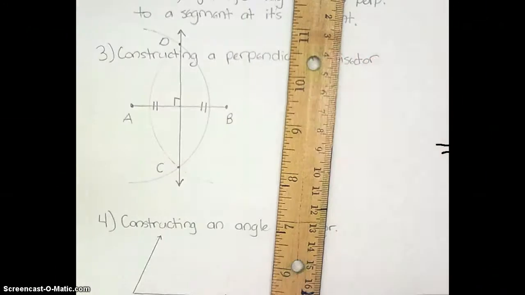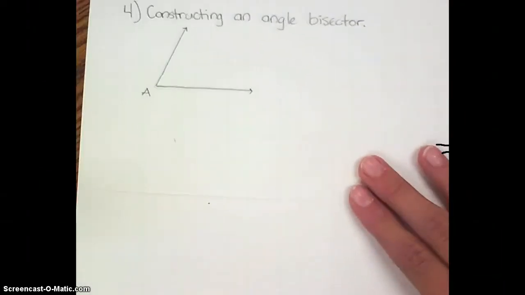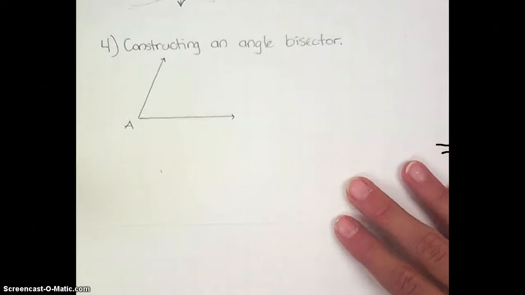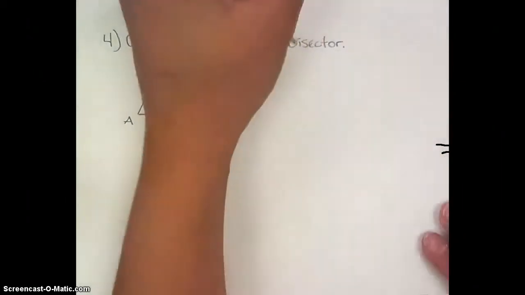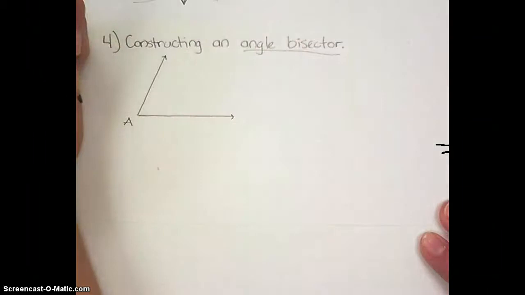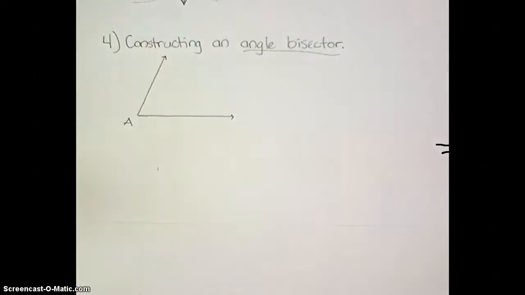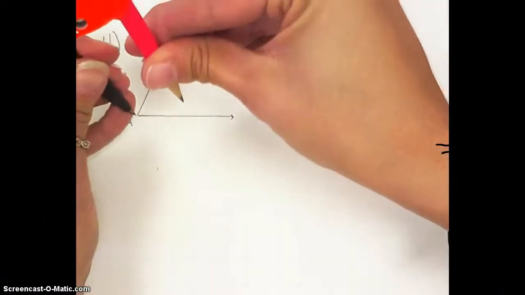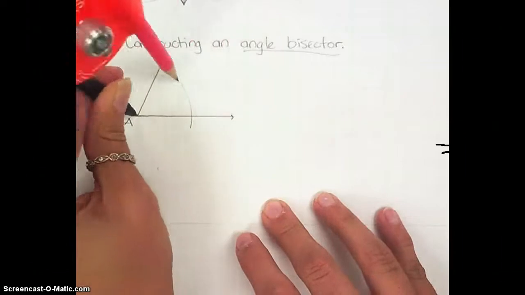Okay. All right, last one we're going to look at, and we will be done for today, is constructing an angle bisector. All right, so we're going to construct an angle bisector, and we will be done. Okay, so an angle bisector, we've talked about this before. It simply splits an angle into two congruent smaller angles. So the first step on this is using our compass. We're going to just make an arc that goes through both sides of that angle.